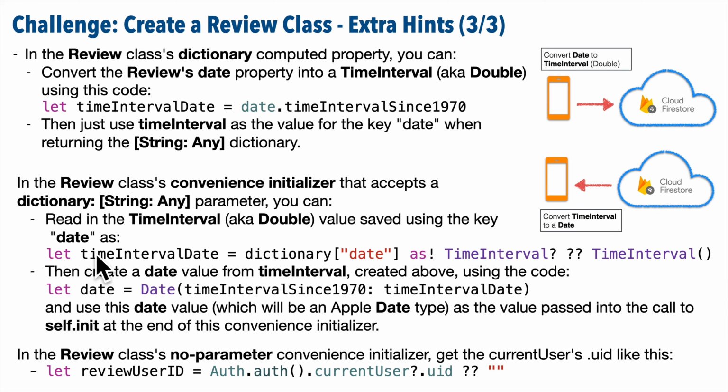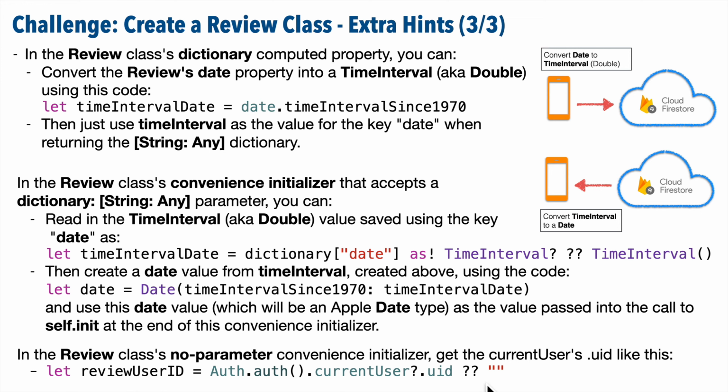Once you get that time interval, you can create a date by saying let date = Date, which is the type, and you'll pass that through this initializer, Date, and you're going to select the initializer that has timeIntervalSince1970 and pass in the timeIntervalDate that you just read in from Cloud Firestore. Now here's your last hint. In the Review class's no-parameter convenience initializer, you want to get the current user's UID string, and you can do it using this line of code.